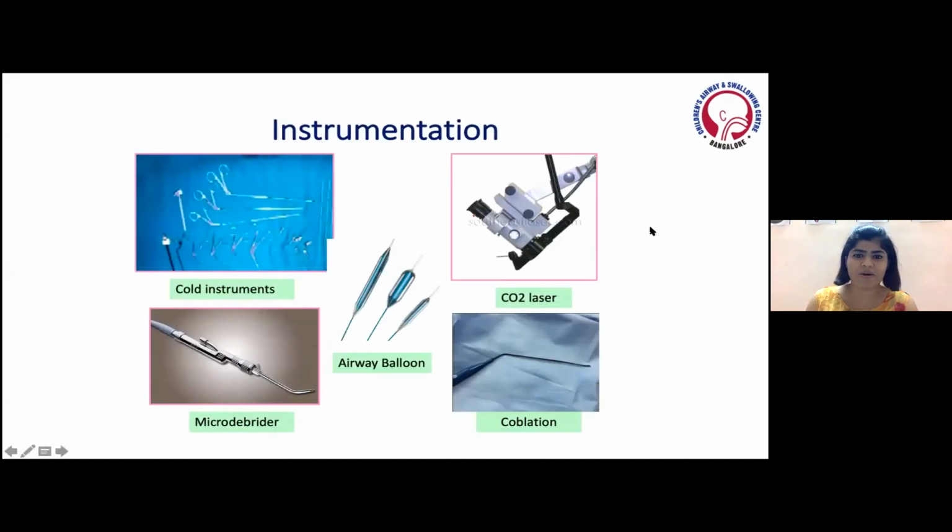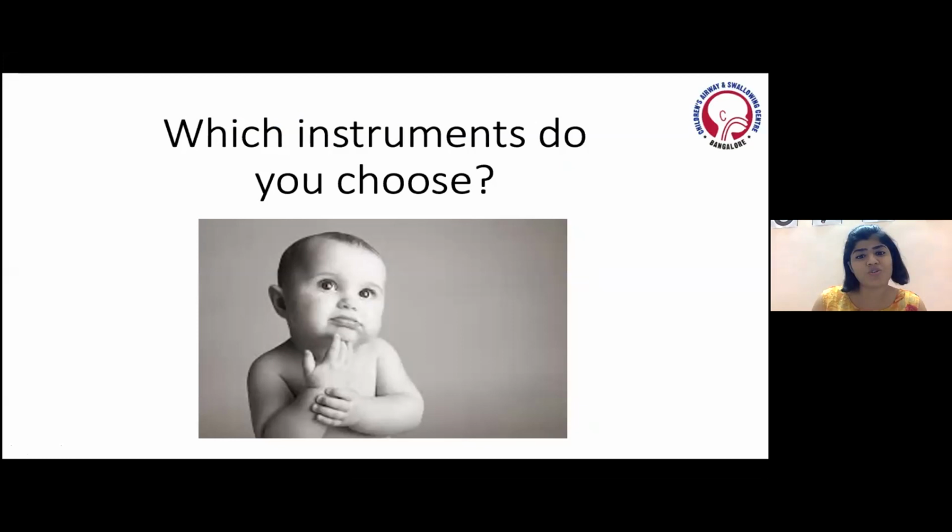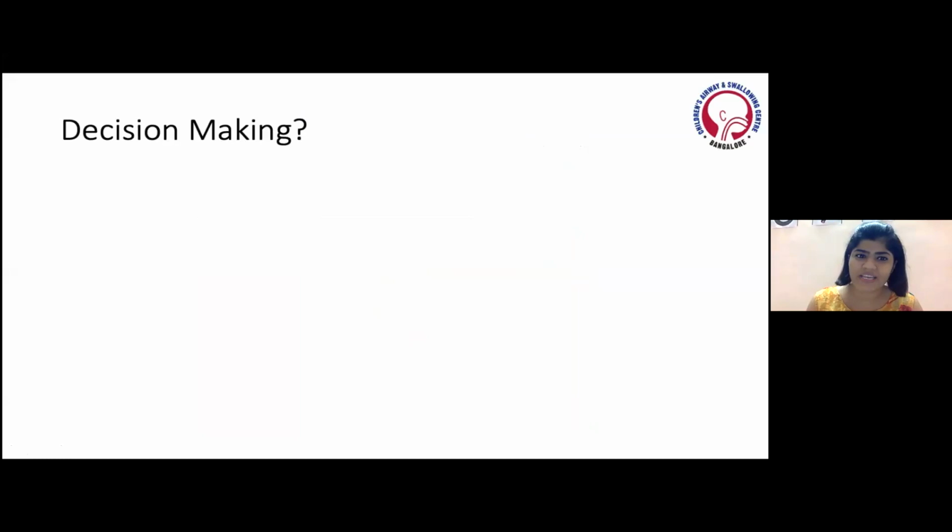Then we have discussed all the instruments. These are the major instruments and gadgets for our airway surgeries. So which instruments do you choose for a particular case? Some may say for subglottic stenosis, we'll straight away go for the balloon dilatation or the laser directly. But unless you scope the child, you never know what kind of surgery you are going to perform. And as everybody is saying here, the first chance is the best chance. So better be ready with everything.